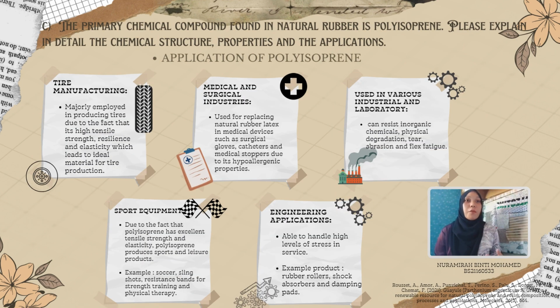For the application of polyisoprene, there are 5: tire manufacturing, sport equipment, medical and surgical industry, engineering application, and use in various industry and laboratory. As we know, polyisoprene is majorly used in tires due to the fact that it has the highest tensile strength, resilience, and also elasticity, which makes it an ideal material for tire production.